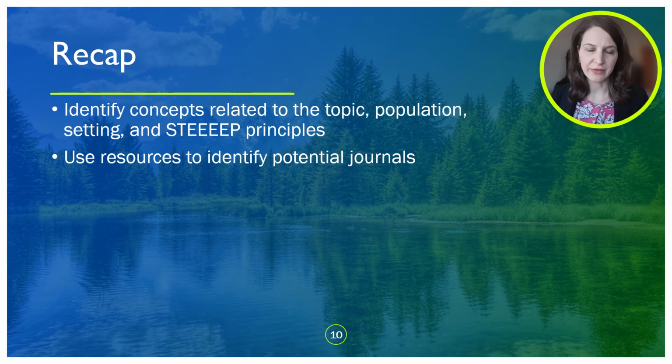To recap this video, to identify potential journals, first identify concepts of your project in terms of the topic, population, setting, and associated STEEP principles. From this, use different resources like the Nursing Journal Directory, Jane, or PubMed to identify potential journals. In the next video, we'll review how to send query emails, narrow down your list, and rank the top 3 to 5 journals that may be a good fit for your manuscript.